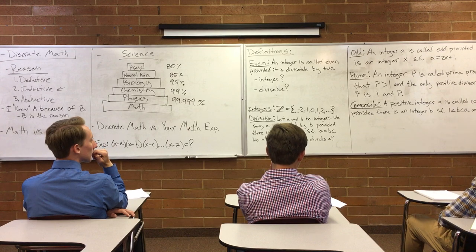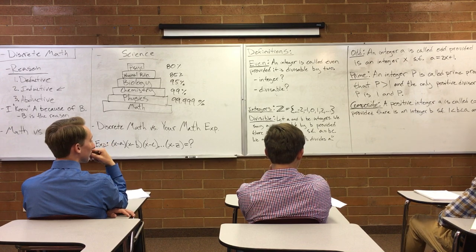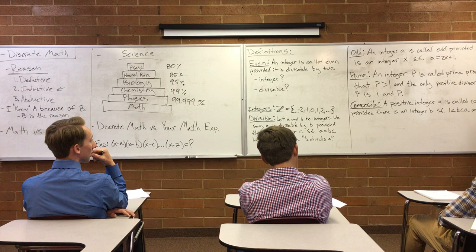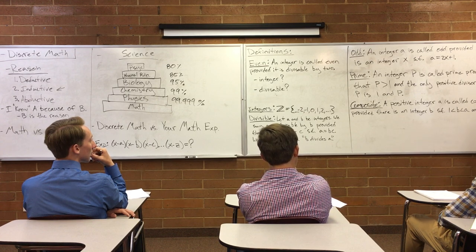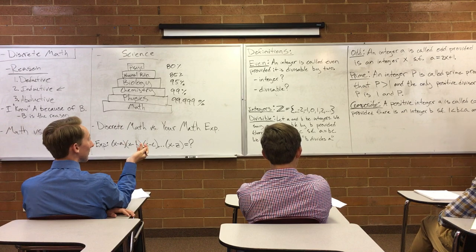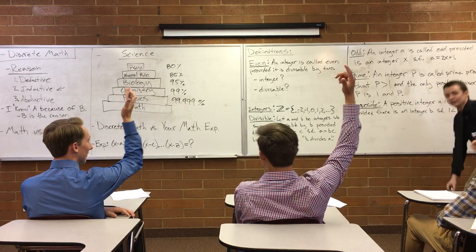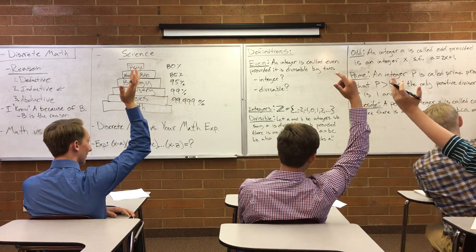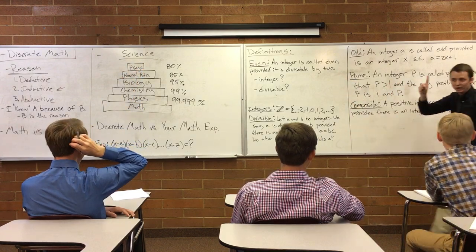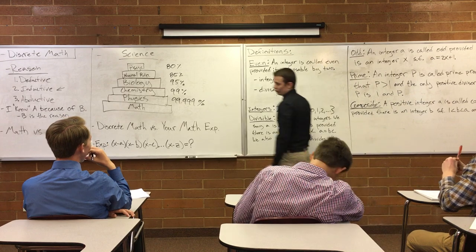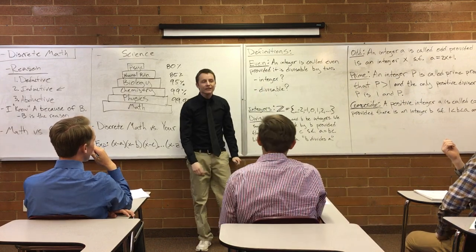Is 2 prime? Yes. So is 2 composite? No. So is every positive integer that's not prime composite? Who says yes? Let's see those hands. High and proud. Congratulations! You're all wrong! There's one exception, and it's 1. 1 is a positive integer, it is not prime, and it is not composite.